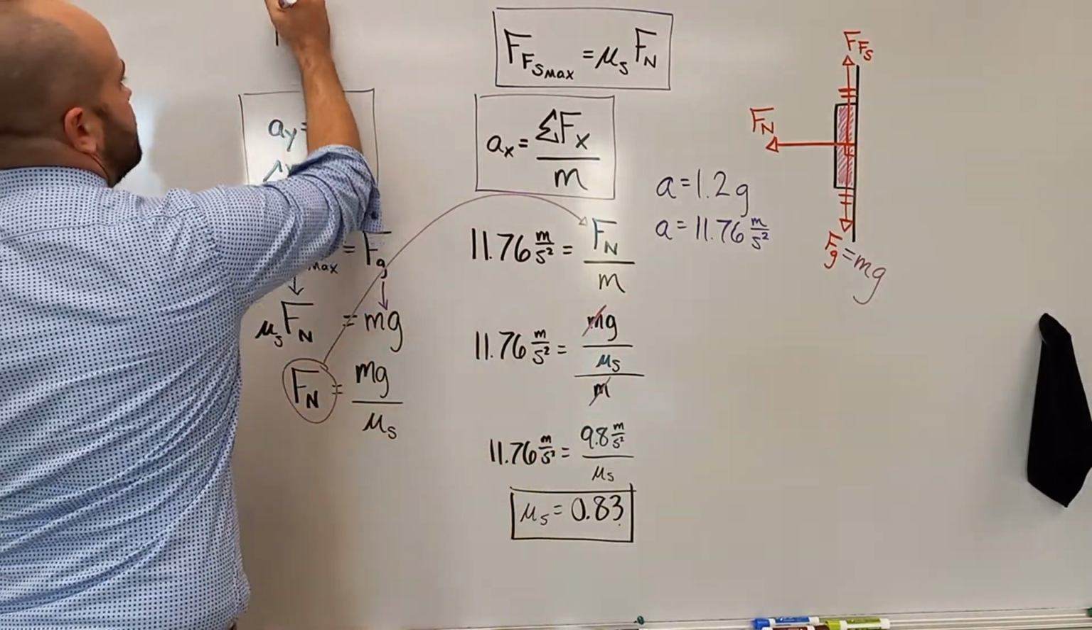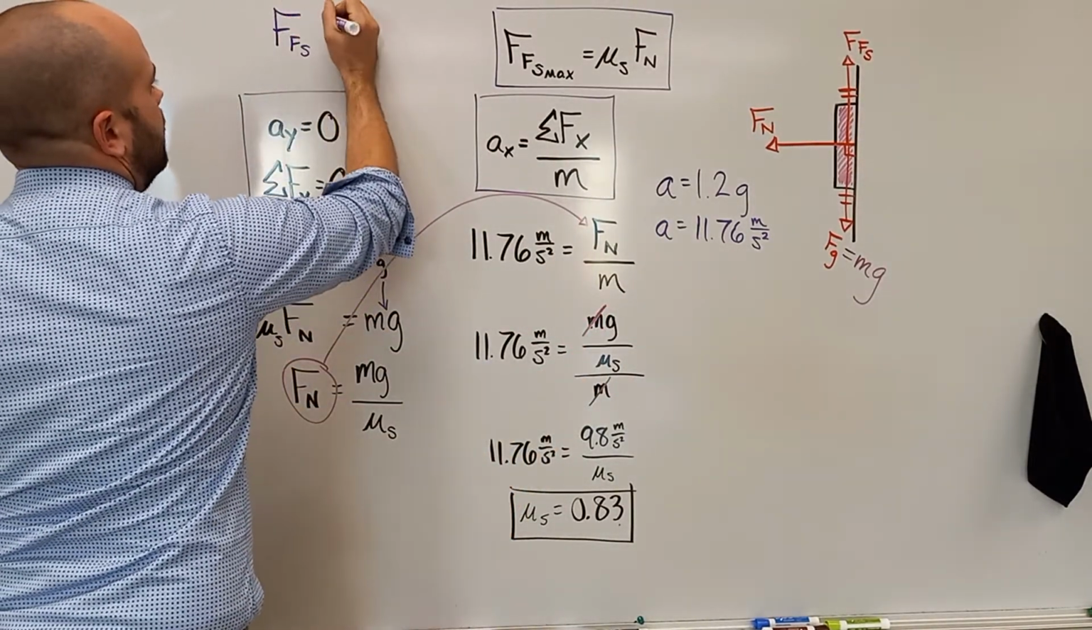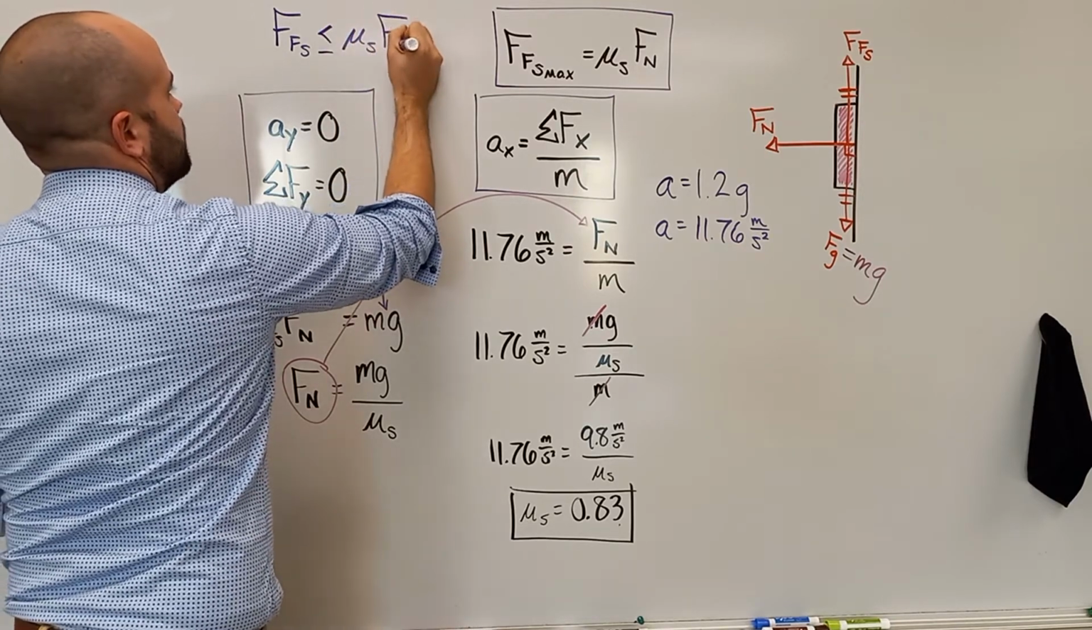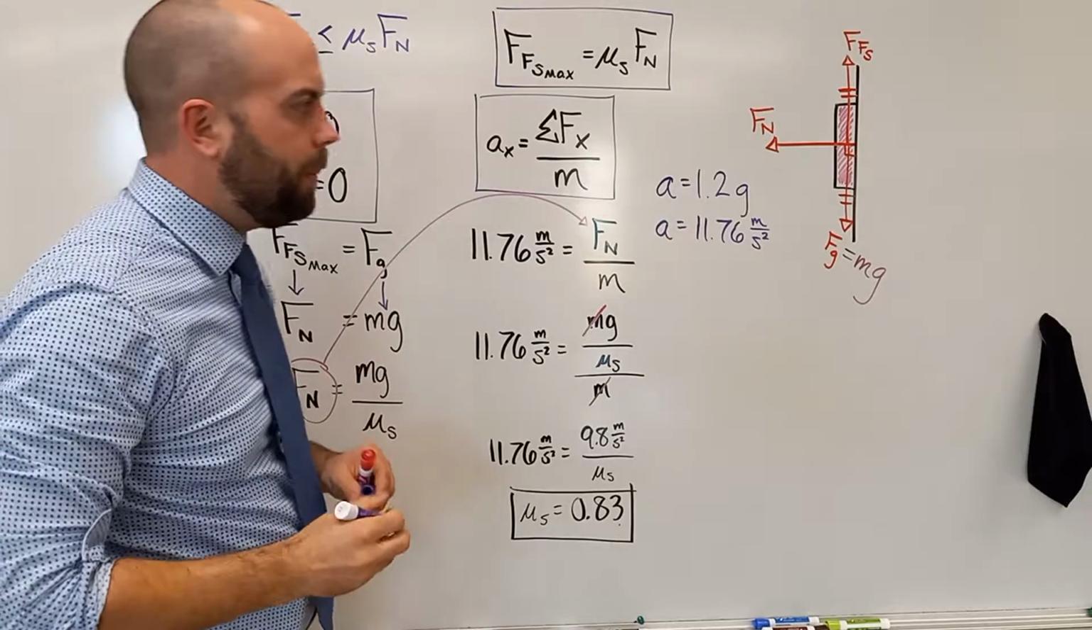Because the force of static friction is less than or equal to mu static times the normal force. This is only just that biggest value.